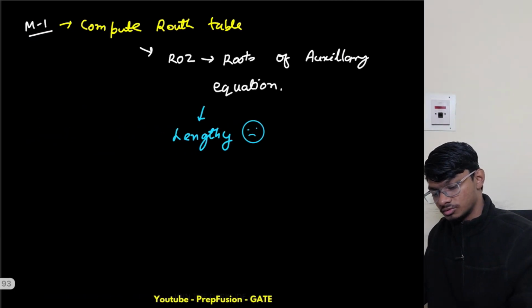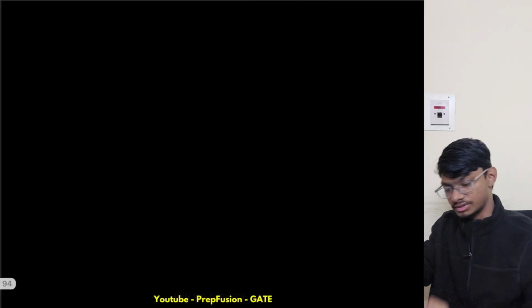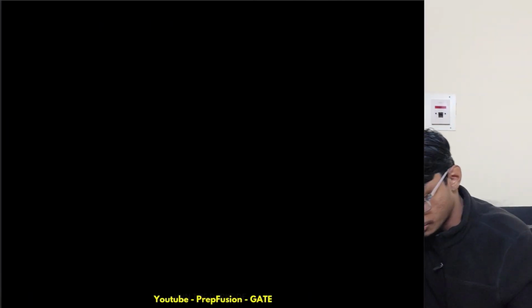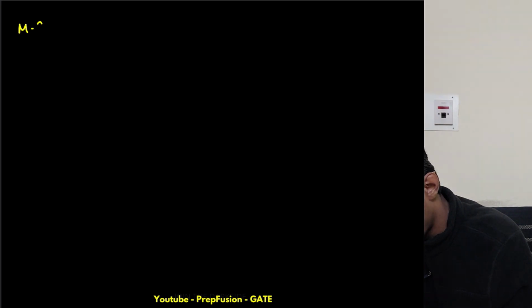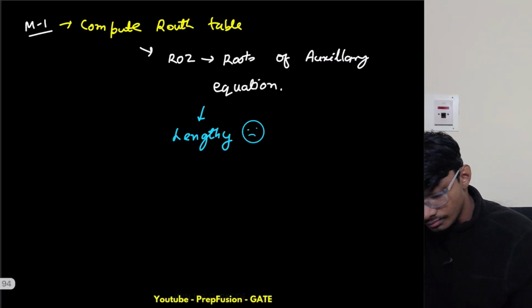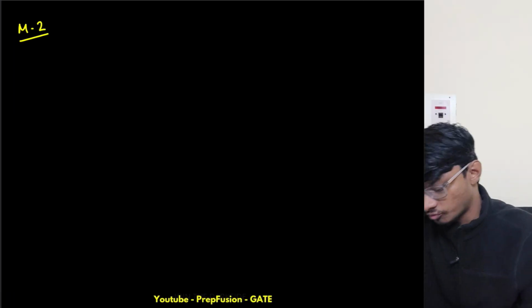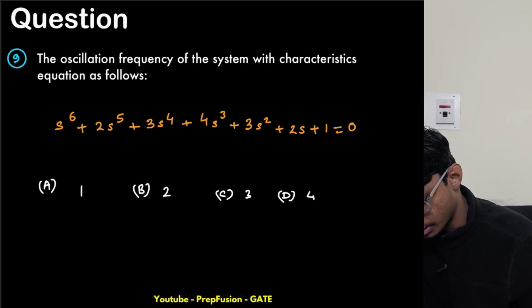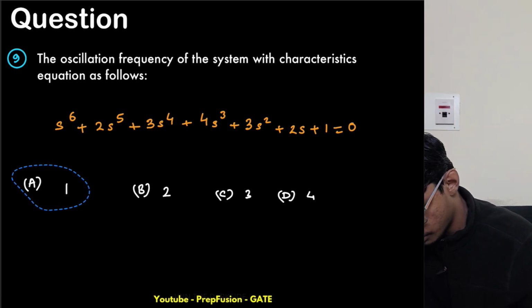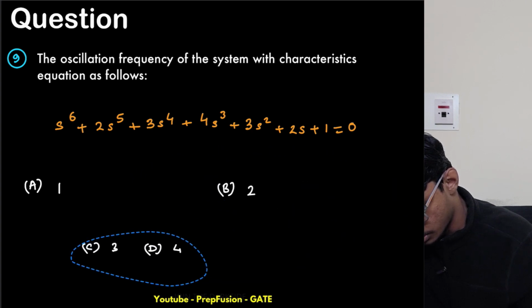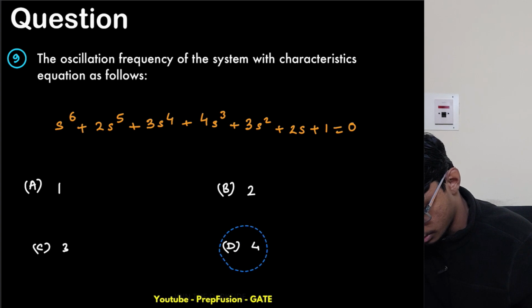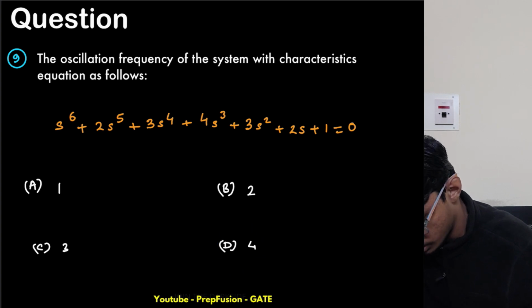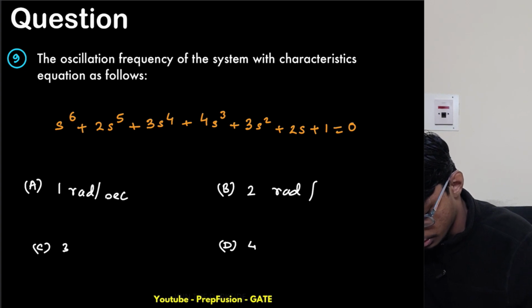Now what will be the method 2? Simply, we did some similar question like this one, right? If oscillation frequency is given, you just simply put that in the equation. So for option A, it is given 1 radian per second. Okay, so let me make these options very standard also. So this will be here, this will be here, and this will be radian per second.